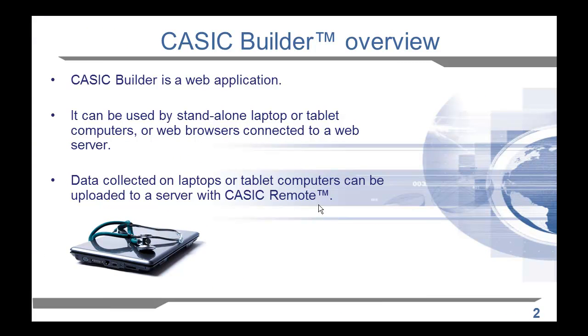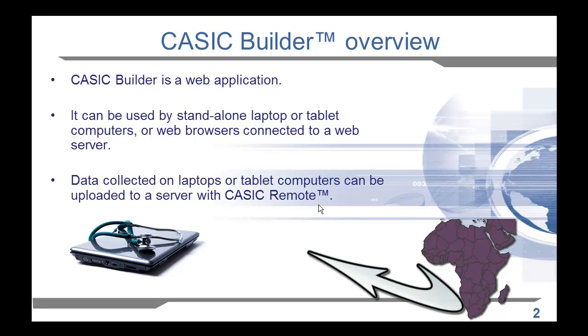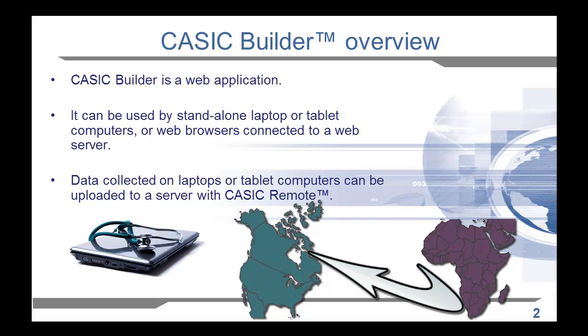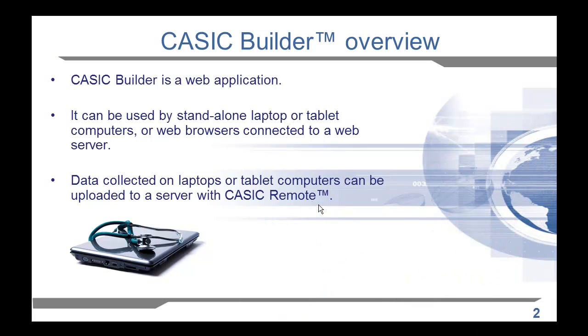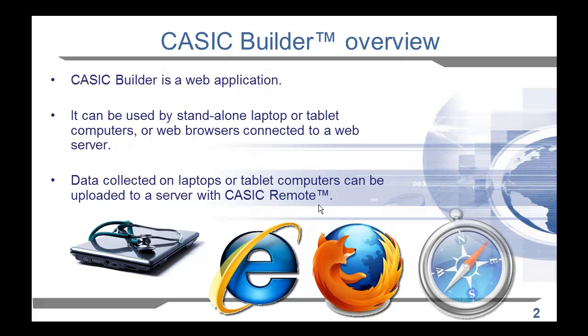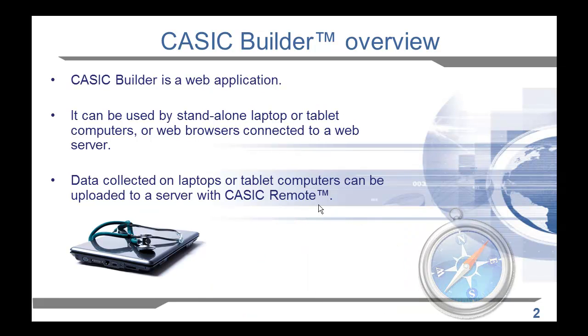CASIC Builder is a web application. It can also be installed on laptop or tablet computers running Microsoft operating systems. Current studies using CASIC Builder include several with mobile data collection computers on one continent that upload collected data to a server on another continent. However, the majority of studies using this software simply use browsers such as Internet Explorer, Firefox, or Safari to connect to a web server running CASIC Builder.